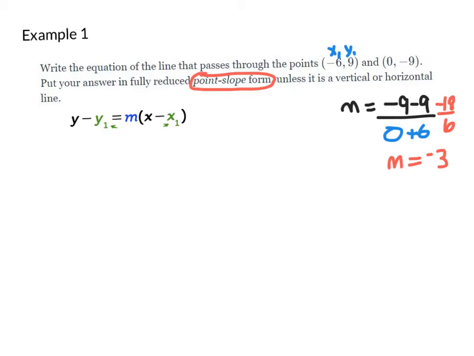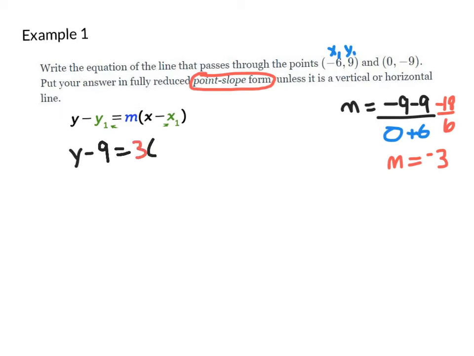All right, so let's go ahead and write our formula. Remember, the y minus is part of the point-slope form. Then we're going to plug in y1. Well, over here, our y1 is a 9. So it says y minus, and then we plug in 9. y minus 9 equals, remember our slope was negative 3.